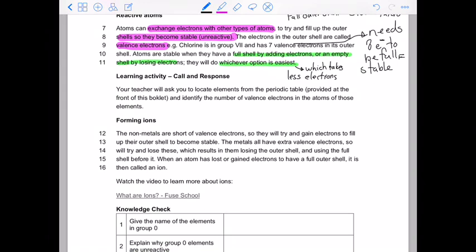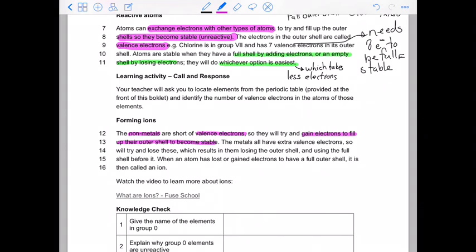So now that's where we're looking back into here. Nonmetals are short of valence electrons, so they will try to gain electrons to fill up their outer shells to become stable. Because we know that's why every atom wants that full outer shell. They want it to become stable.